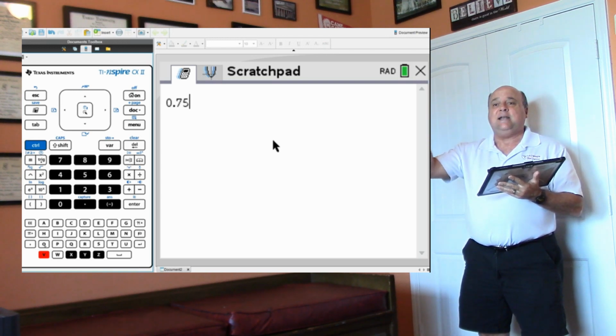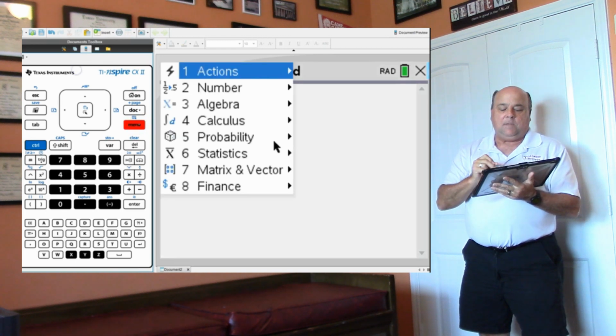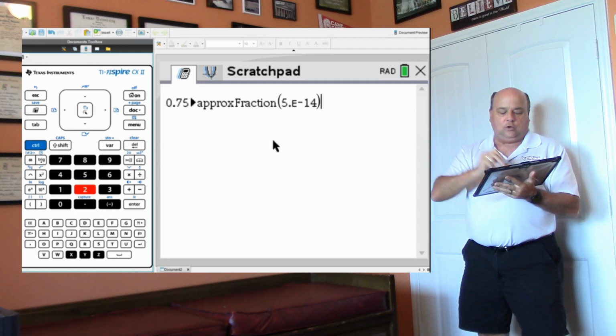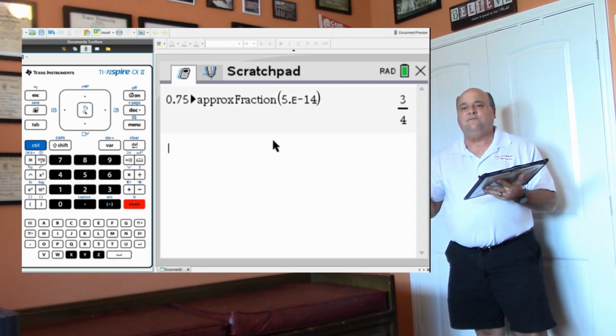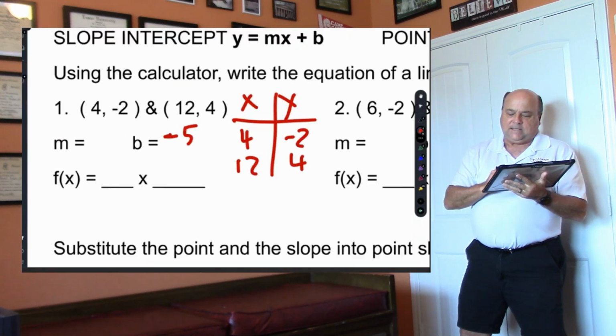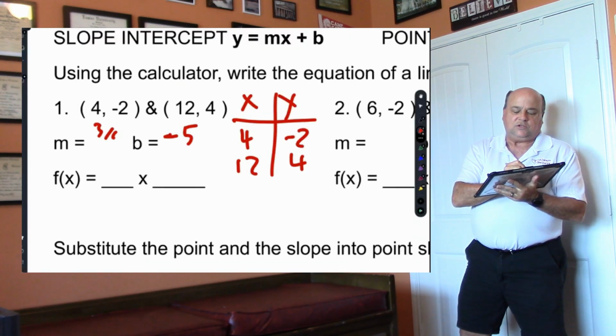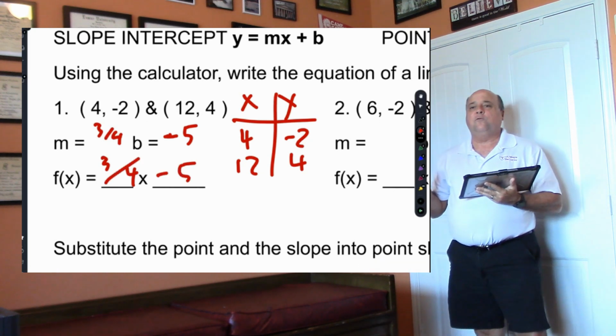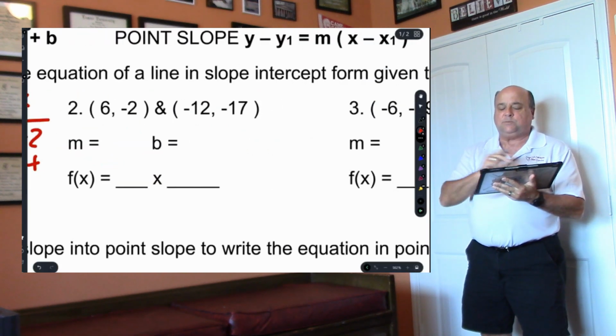Now I'm going to turn that decimal into a fraction. Menu, number, approximate to fraction, menu 2, 2, and then hit enter. 3/4. That's going to be my slope, 3/4. So my equation will be 3/4x minus 5. Let me make that fraction bar better. 3/4x minus 5. Let's go to the next problem.